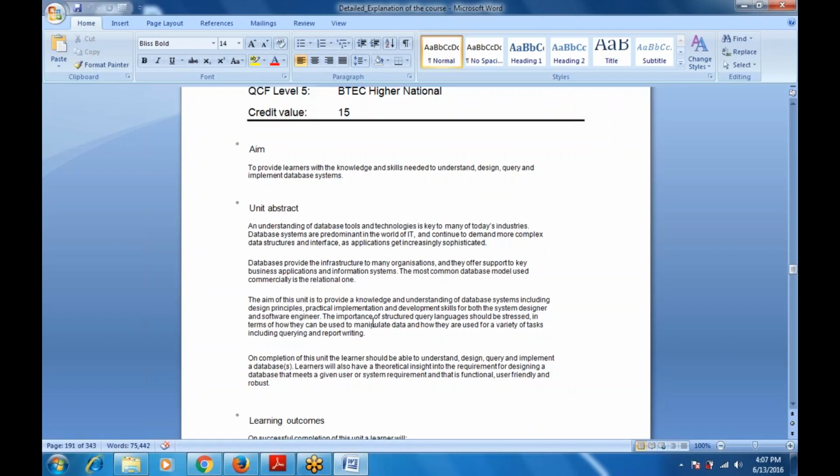And in this module, we are also going to study SQL, also known as structured query language. That is very useful to manipulate the data and how it is used for a variety of tasks, including report writing.